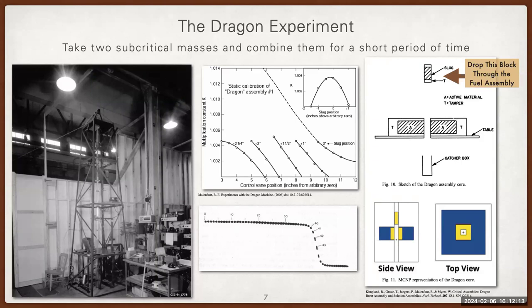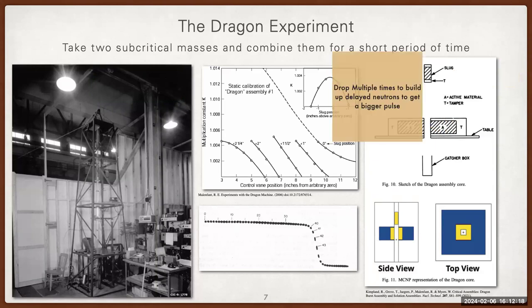Okay, so here's a schematic of the experiment. We're going to drop that block through the fuel, and they're supercritical when they're combined. And as I said, drop it multiple times, build up the delayed neutron precursors to get a bigger pulse each time. So in effect you're starting with a large number of neutrons that then get multiplied exponentially while it's supercritical. This figure here is showing the data they used to estimate the level of criticality, the multiplication factor for this particular experiment. We'll talk about what that actually means in a little bit.